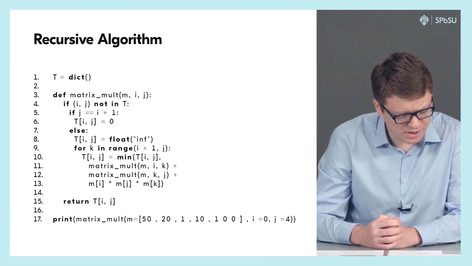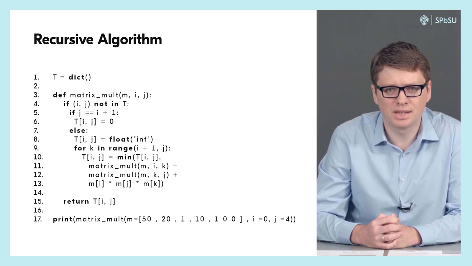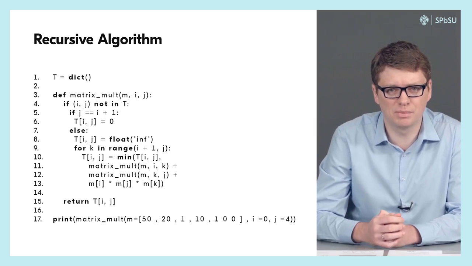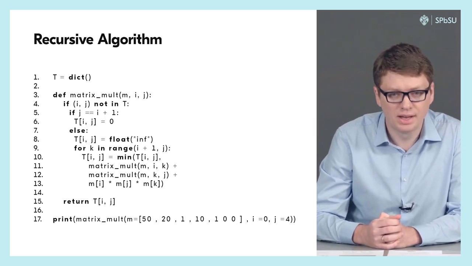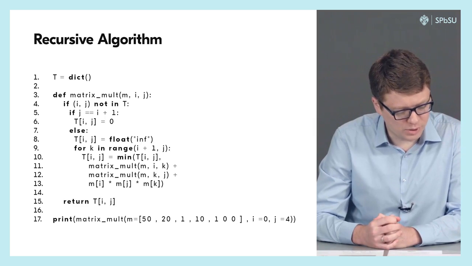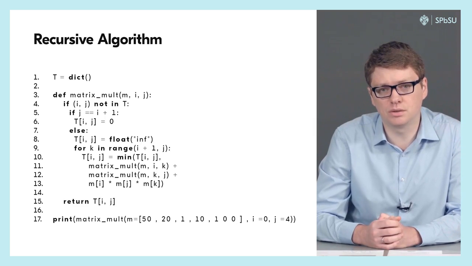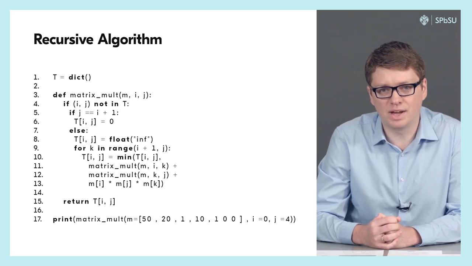Okay, so when we have a recurrence relation, as usual, it is just a technicality to convert it into a recursive algorithm. And you see this algorithm here on the slide. So again, we have a table T, which is just a dictionary. Again, what we need to compute is M of Ij.